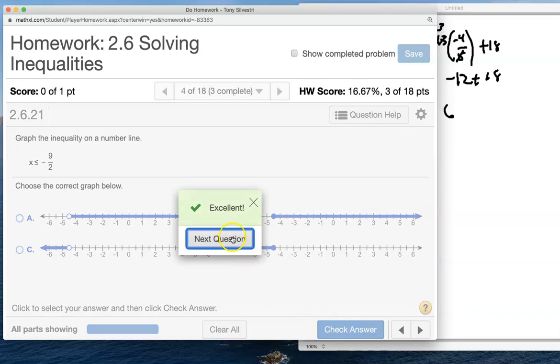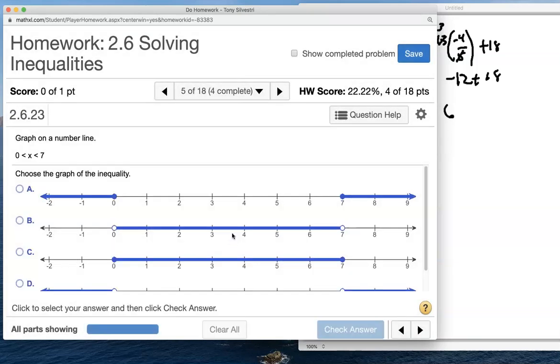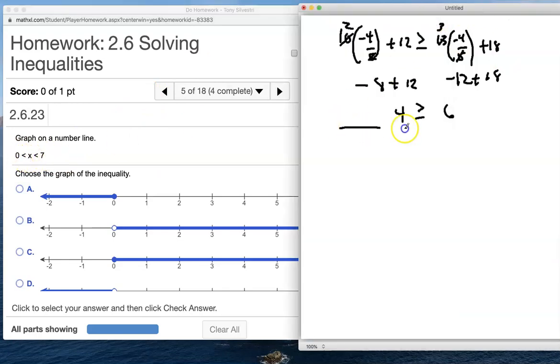Okay, so far so good. These graphs are not that intense right now. So this guy here is saying two things. It's really a shortcut for this: 0 is less than x, and x is less than 7. What this is basically saying is that I want x greater than 0 and x is less than 7.